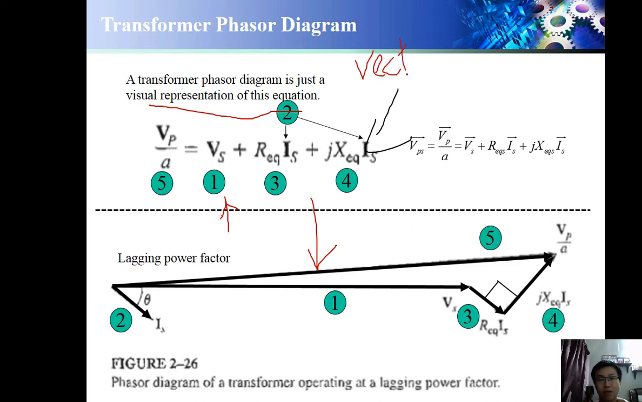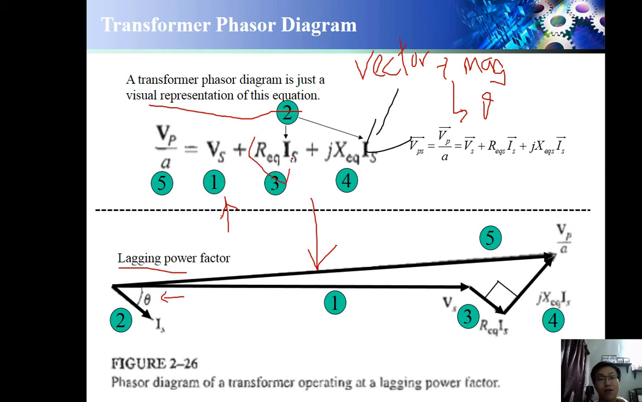Vector. It must have a magnitude and also an angle. So Vs is usually at 0 degrees, the first one. And then the second one, we need to know where the Is is, either lagging, unity, or leading. So now this is a lagging power factor. Assume it's a lagging power factor. So my Is direction is here with a theta like this one.